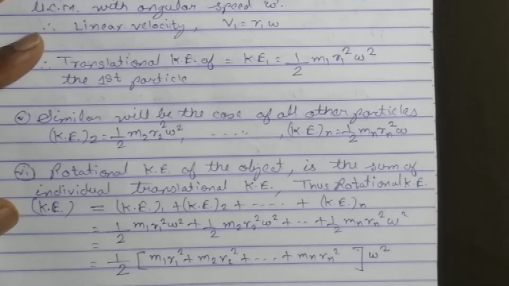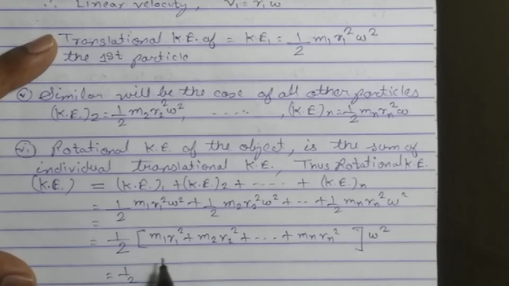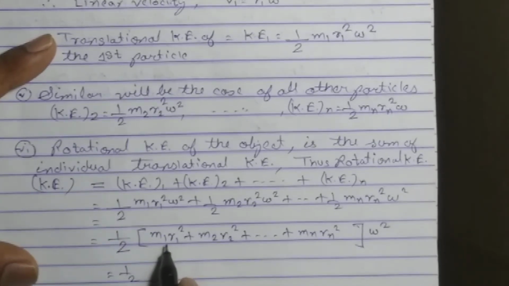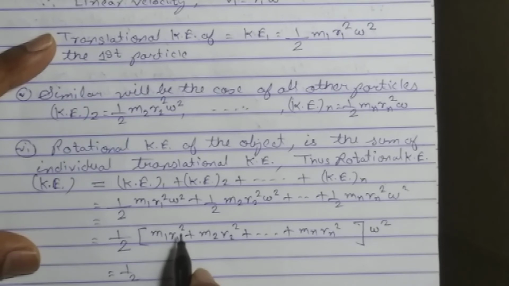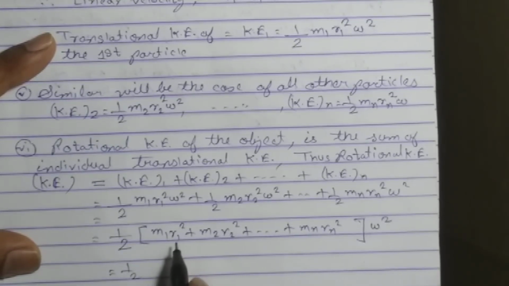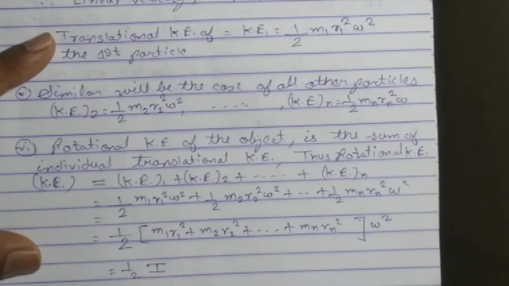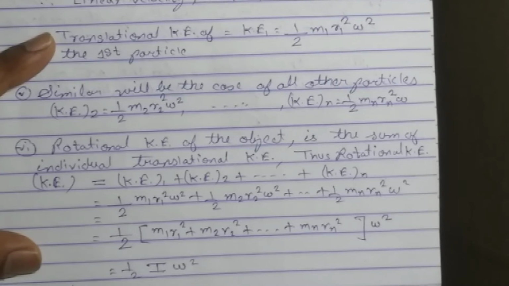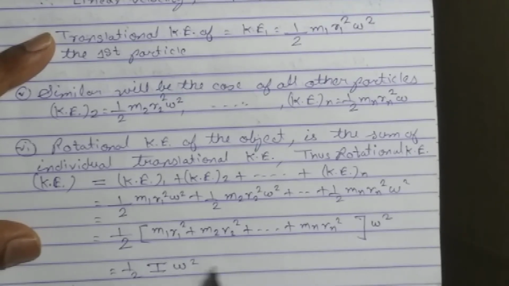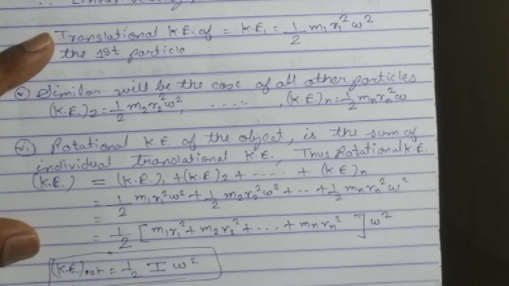So students, we know the definition of moment of inertia. What is the definition of moment of inertia? It is the sum of the product of the mass of each and every particle and the square of the perpendicular distance from the axis of rotation. So students, this particular bracket forms the moment of inertia of the rigid body. So what is the formula for rotational kinetic energy? The rotational kinetic energy is given by the formula half I omega square.